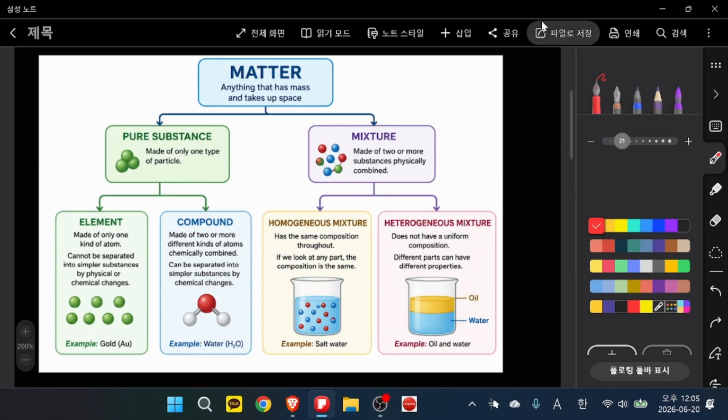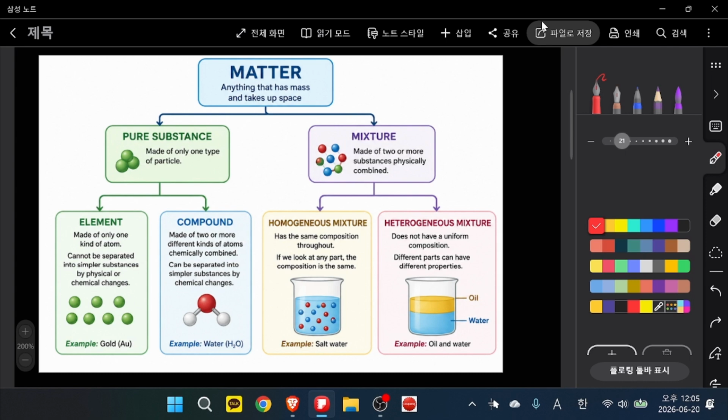We are going to learn about one of the most important ideas in chemistry, matter. First, what is matter? Matter is anything that has mass and takes up space. Everything around us, including water, air, food, and even our bodies, is made of matter. Matter can be divided into two main categories, pure substances and mixtures.